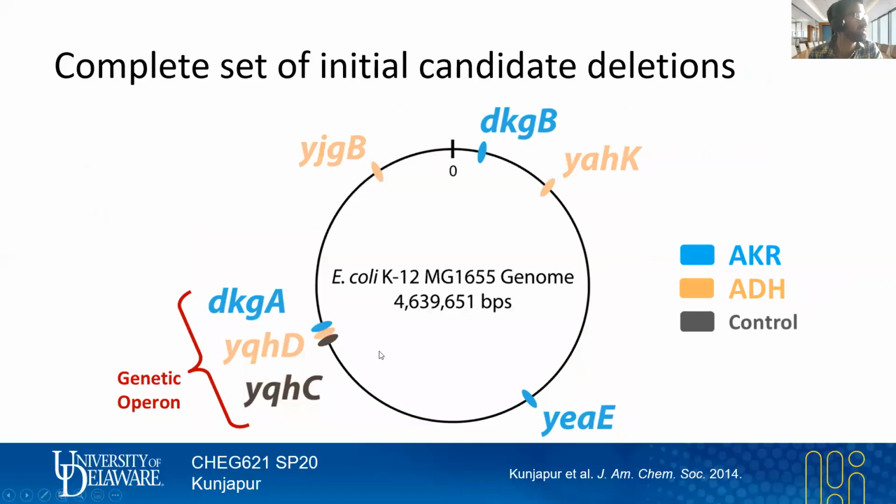So this was how we got to our short list with different AKRs and ADHs, and going back to some other concepts that we discussed earlier in the course. Two of these, from each category of superfamily, DKGA and AKR and YQHD and ADH, were actually within one genetic operon with this YQHC transcriptional activator.